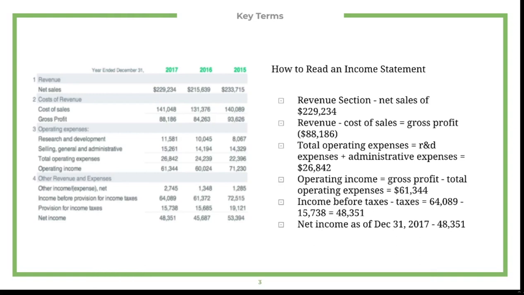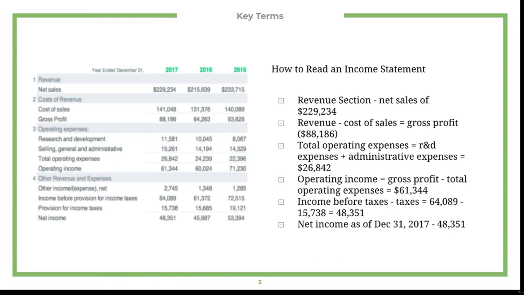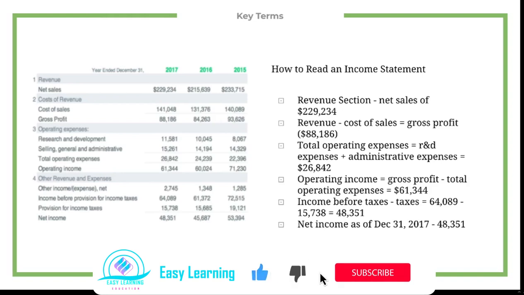And then here we have our other revenue and expenses. And after that, when you add these to the operating income, you get your income before provision for income taxes. That's basically your pre-tax income. And then after that, when you subtract your taxes from this income, you get your net income. So the net income as of December 31st, 2017 is $48,351.